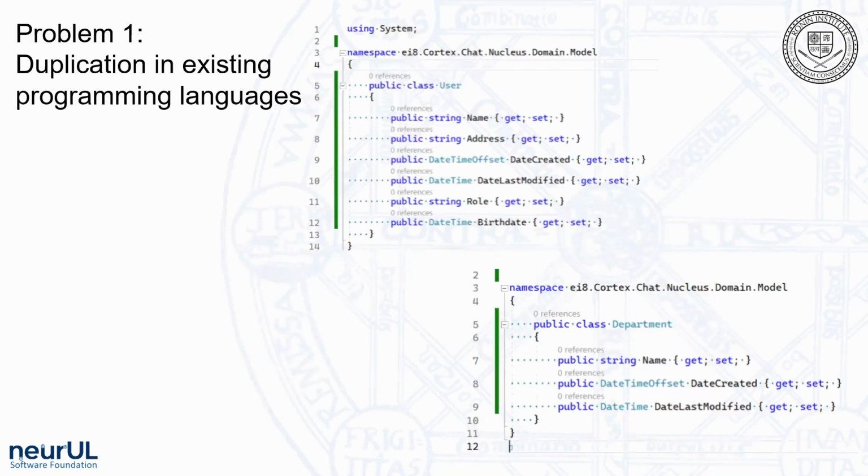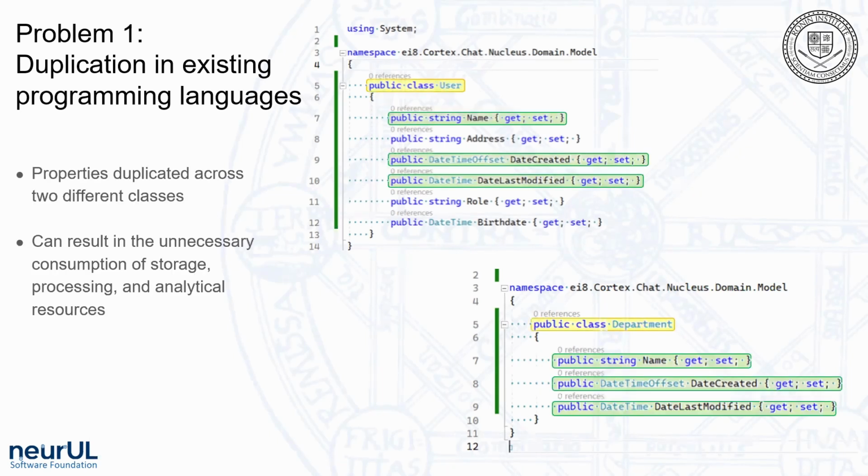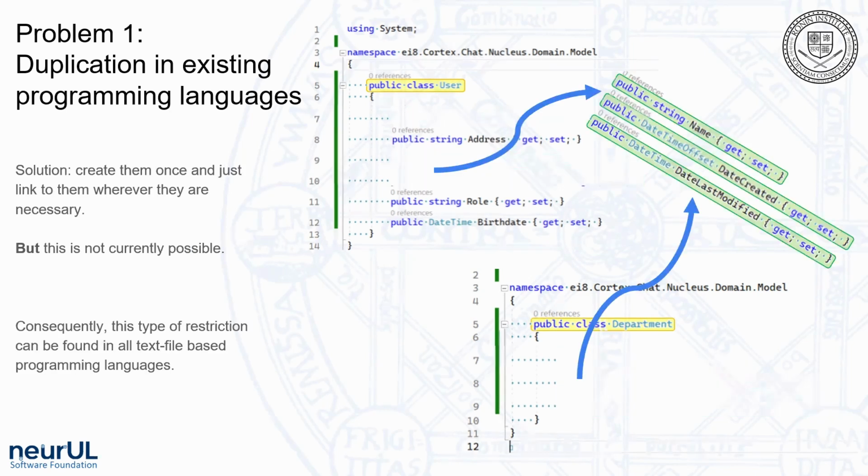Duplication is a rampant yet oft overlooked reality in the field of software development. For example, on this slide, the highlighted lines name, date created, and date last modified represent properties that are duplicated across two different classes, user class and department class. Left unchecked, this duplication can result in the unnecessary consumption of storage, processing, and analytical resources. Ideally, the solution would be to create them once and just link to them wherever necessary. But this is not currently possible. Furthermore, this type of restriction can also be found in all text file-based programming languages.